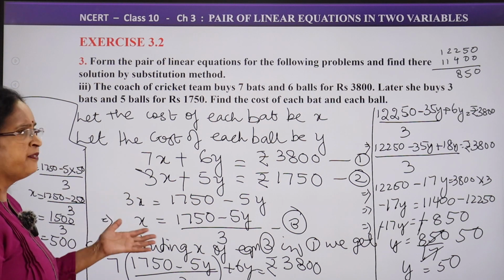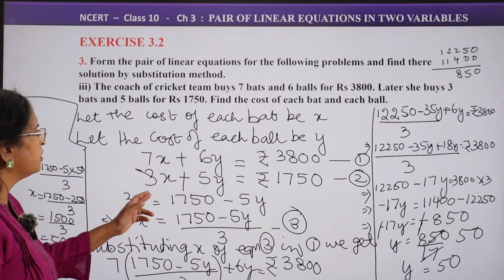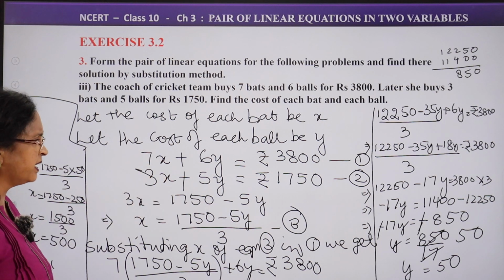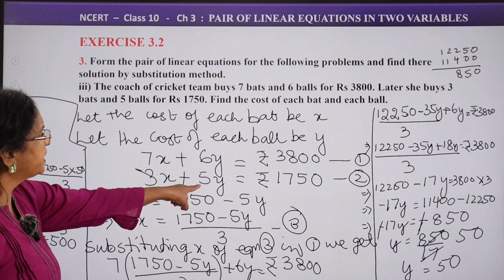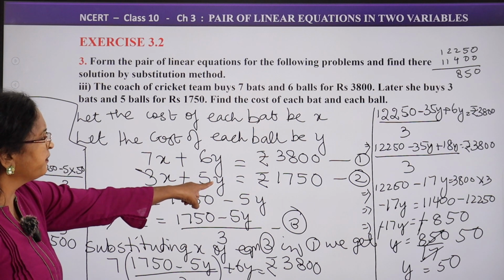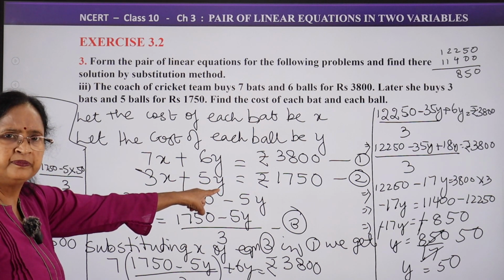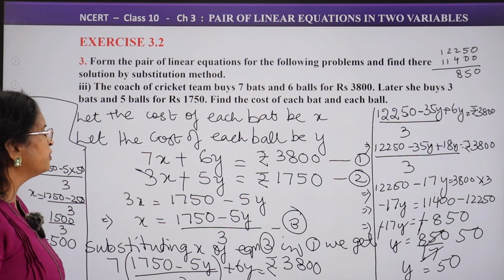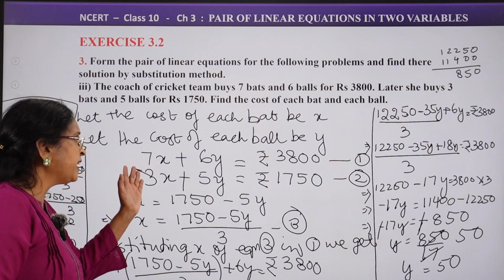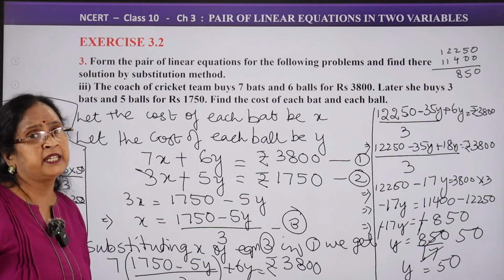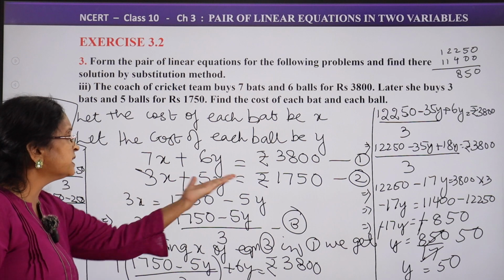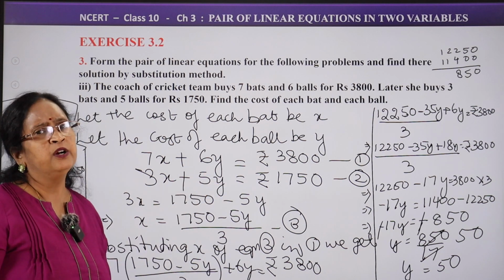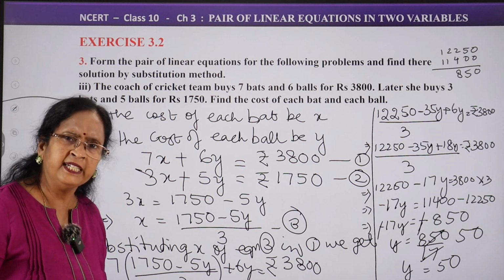Now if you want to see whether your answer is right or wrong, you can put in any one of the equations. Now when I put here, 5 into 50 is 250. And x is 500. 500 into 3, 1500. 1500 plus 250, 1750. I am getting the same. So you can check orally also. Alright? Okay.